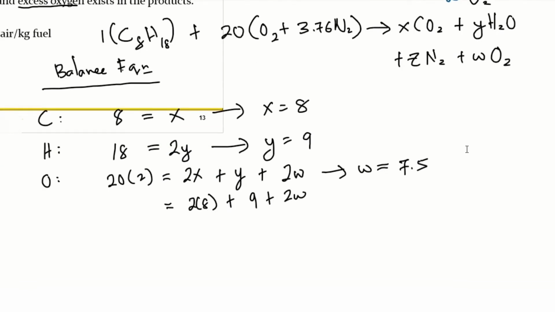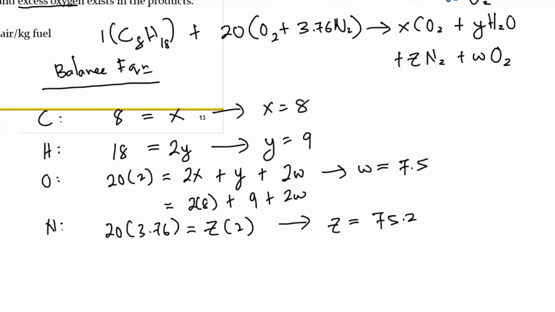Next we go to N. Okay, we solve for N. So N is 20 multiplied with 3.76, and then at the right hand side is Z multiplied with 2. So from there, your Z is actually equal to 75.2.